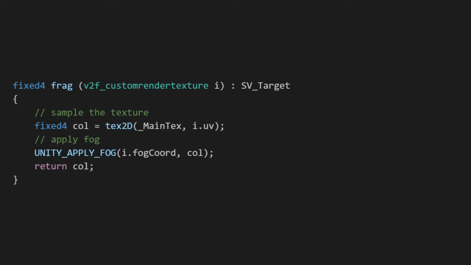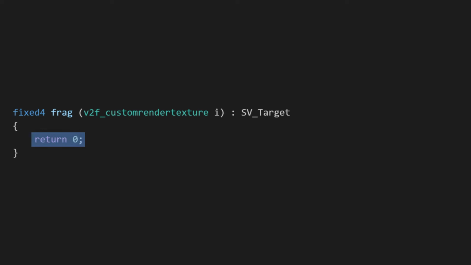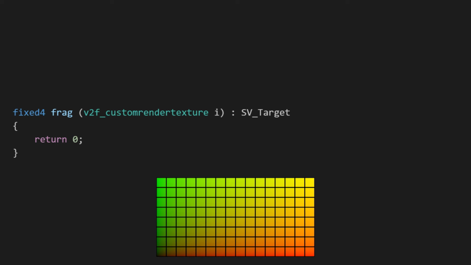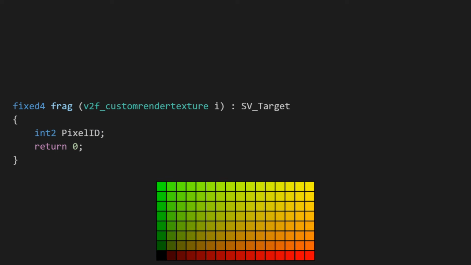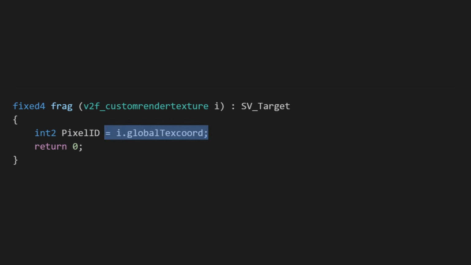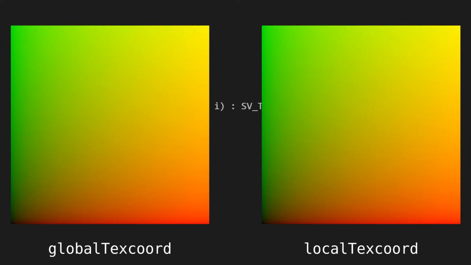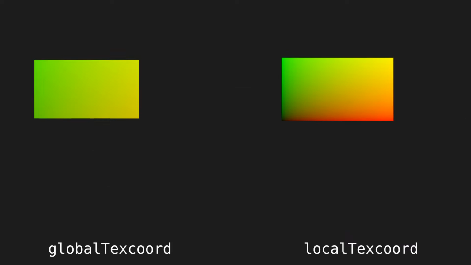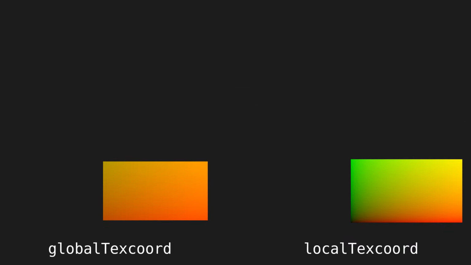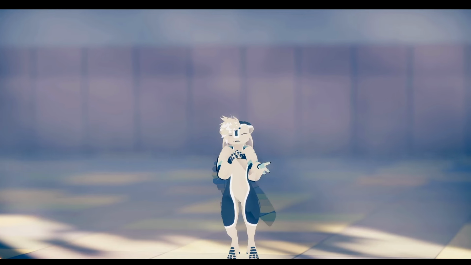Fragment shader. Clear everything, I don't want to see these lines, they scare me. Get the coordinates of every pixel as a 2-axis integer, using the input variable named global text chord. Be aware that there's another variable named local text chord, the difference being that it has the texture coordinates of the zone that's being rendered, instead of the whole texture. It will make sense later.